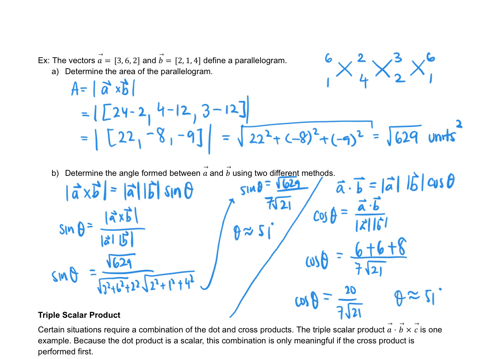So two different ways to calculate our angle. In this scenario, I would have preferred using the cross product since we had already calculated the area of the parallelogram. Otherwise, I think the dot product might be quicker. So that's your area of a parallelogram. So we are doing base times height, but we're using the cross product and its magnitude to do that.